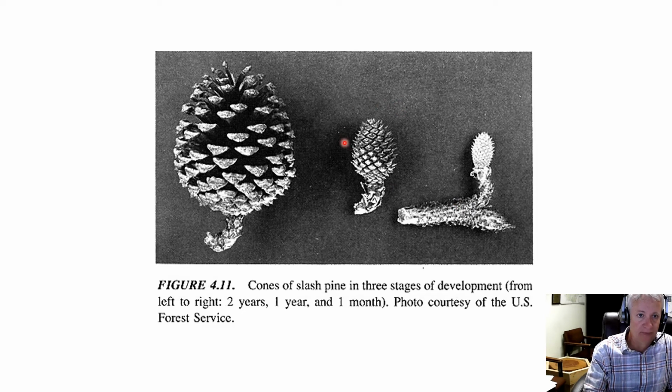This is the 1-year stage, so this seed cone has been pollinated, but fertilization hasn't occurred yet. So this might be in fall after emergence in the spring of the ovulate strobili. This is what that seed cone will look like in that first fall. But then in the year following that fall, this is the mature seed cone that has released its seed a full year later, after fertilization has actually occurred.